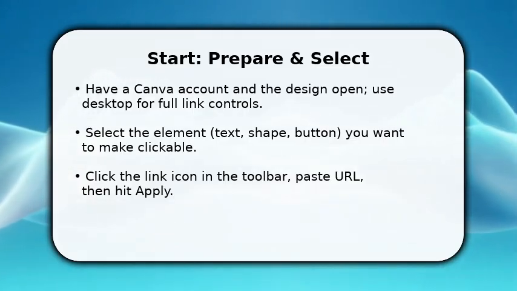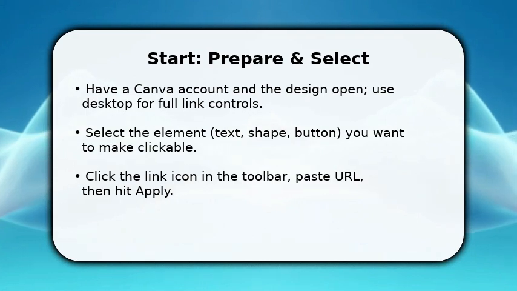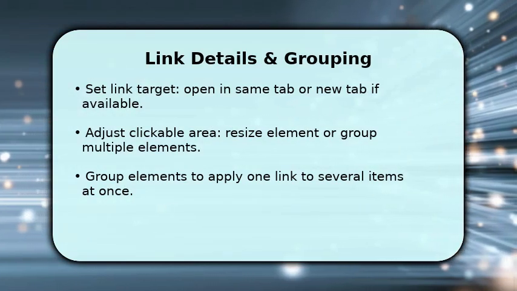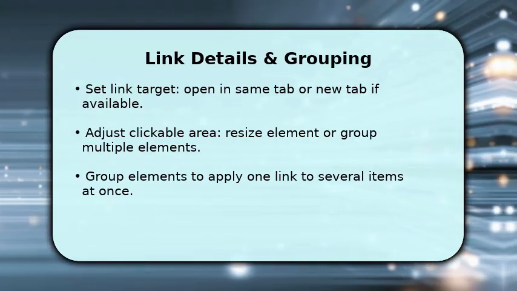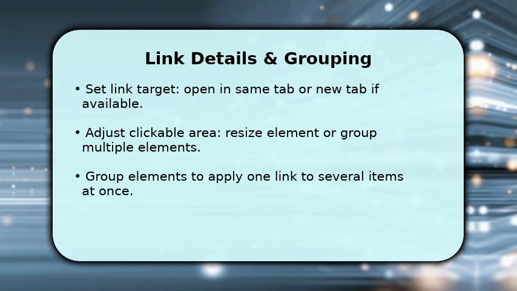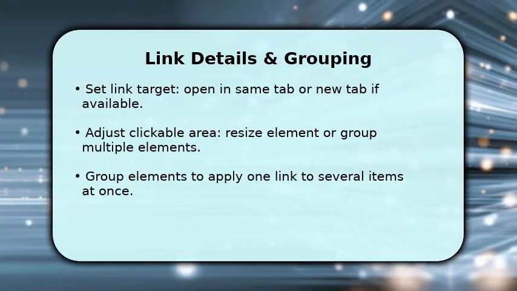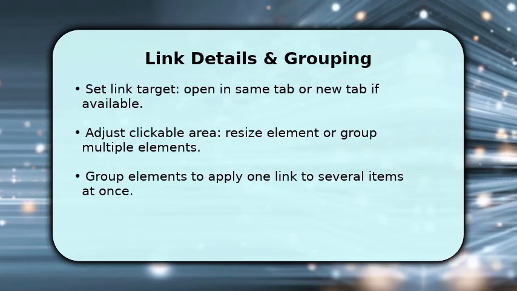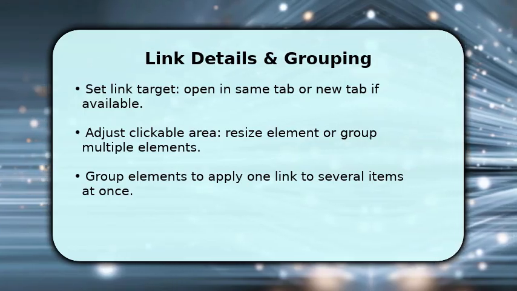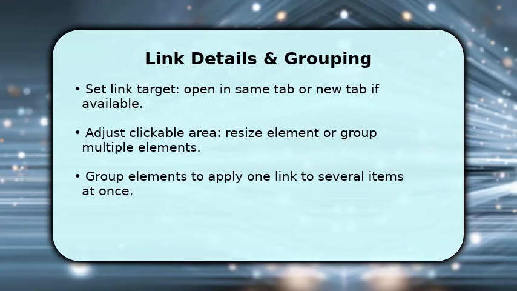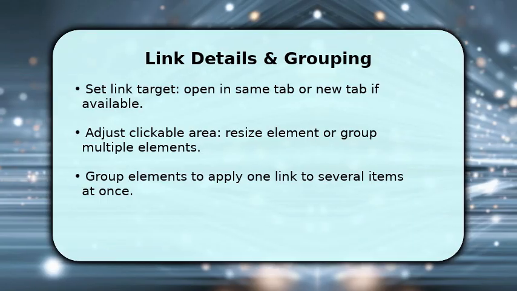Now refine how the link behaves and where it applies. You can choose whether the link opens in a new tab when that option exists. That preserves the user's place. Make the clickable area clear by resizing the element or using a visible button background. And if you need the link on multiple pieces, select them and group them so one link covers all. Once grouped, reapply or confirm the link. Make sure to check alignment and space.